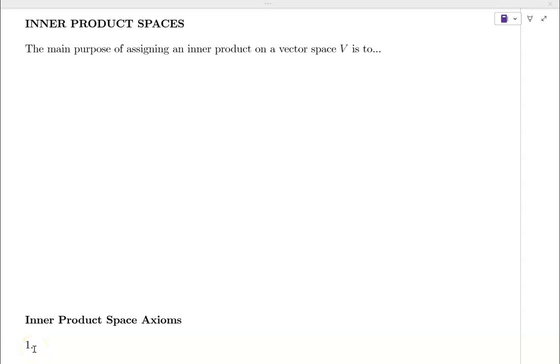Right. So last time we finished up talking about coordinates with respect to a basis. That's the last thing that we're going to talk about in chapter, I believe it's chapter 4.